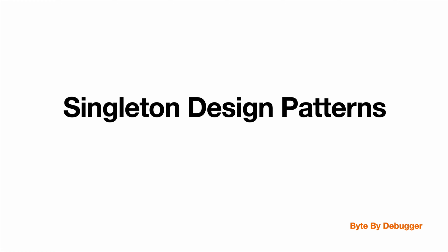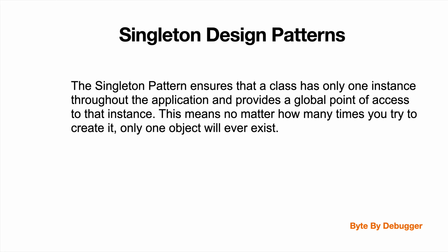Today we are talking about one of the simplest but most widely used patterns in software development, the singleton design pattern. If you have ever wondered how to ensure only one instance of a class exists in your application, then this pattern is for you. The singleton pattern ensures that a class has only one instance throughout the application and provides a global point of access to that instance. This means no matter how many times you try to create it, only one object will ever exist because of the global point of access we will provide.